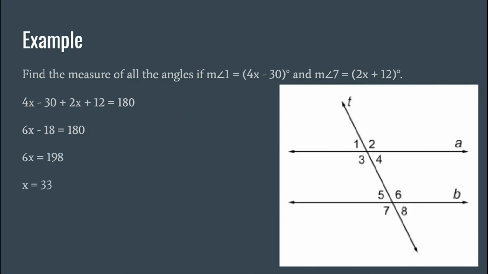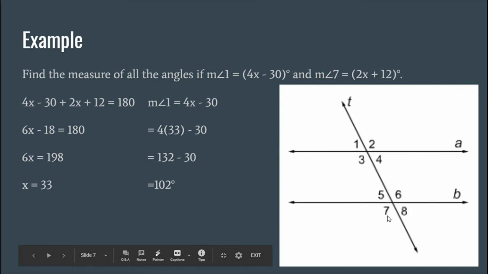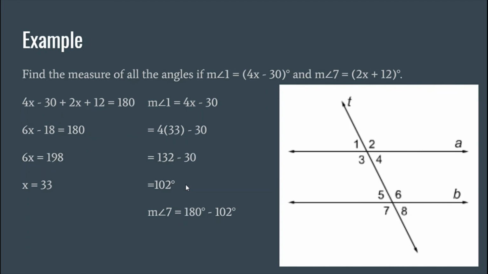Okay, now that we know what x is, we can find the measure of angle 1. Once we do that, we'll also know angle 4, angle 5, and angle 8. So let's see what angle 1 is. Angle 1 is 102 degrees. Now there's two ways we can find the other angles. We can either substitute into here, or because we know that angle 1 and angle 7 are supplementary angles, we can just subtract this from 180 degrees, which is the shorter way to do it. So we know angle 7 is 78 degrees, which is also the measure for angle 6, angle 3, and angle 2.